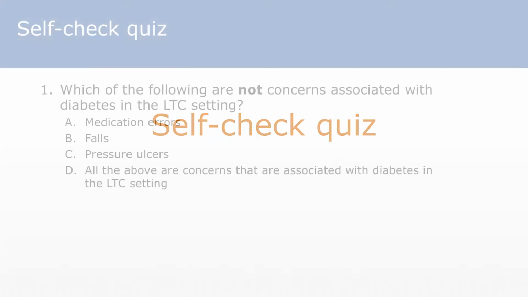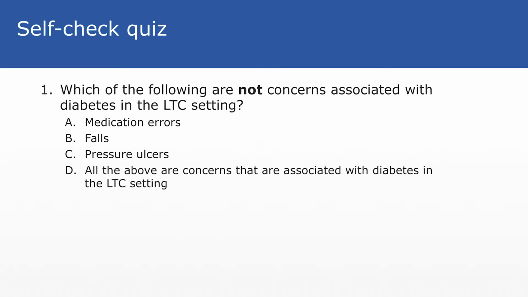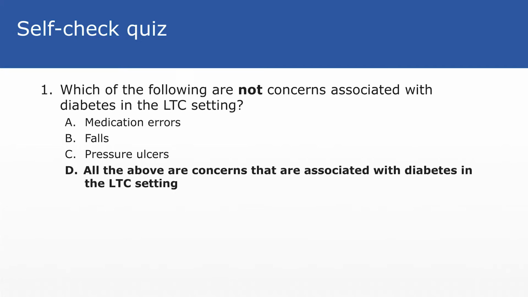Now let's work through a self-check quiz together to reinforce some of the key learnings from this module. Which of the following are not concerns associated with diabetes in the long-term care setting? A. Medication errors. B. Falls. C. Pressure ulcers. Or D. All of the above are concerns that are associated with diabetes in the long-term care setting. Great job! The correct answer is D. All of the above are concerns that are associated with diabetes in the long-term care setting.